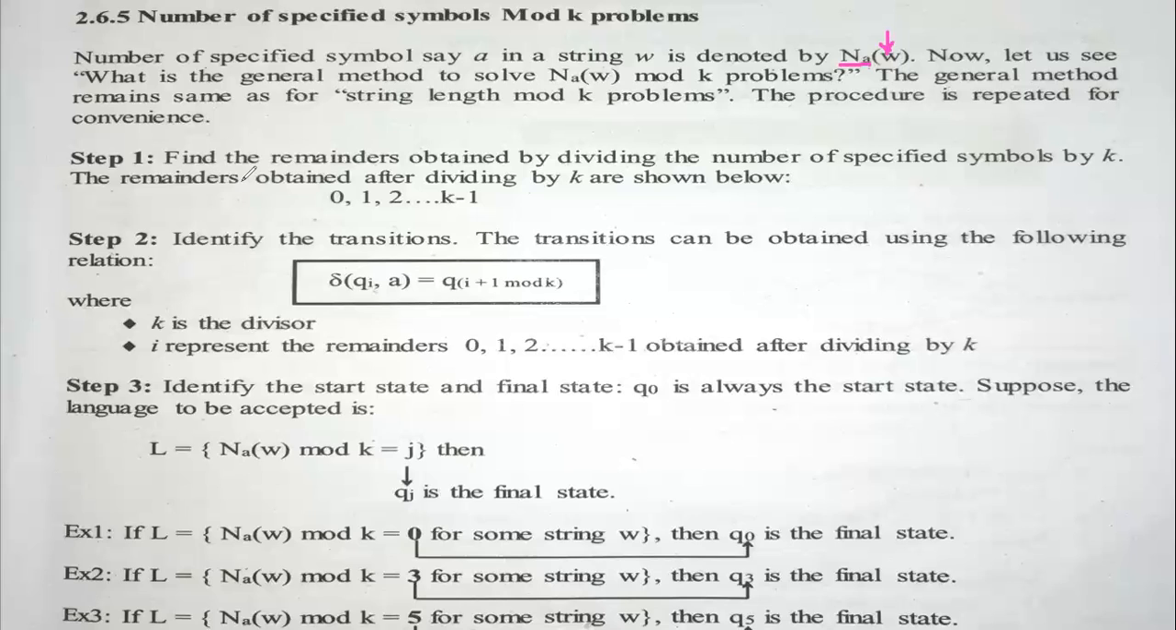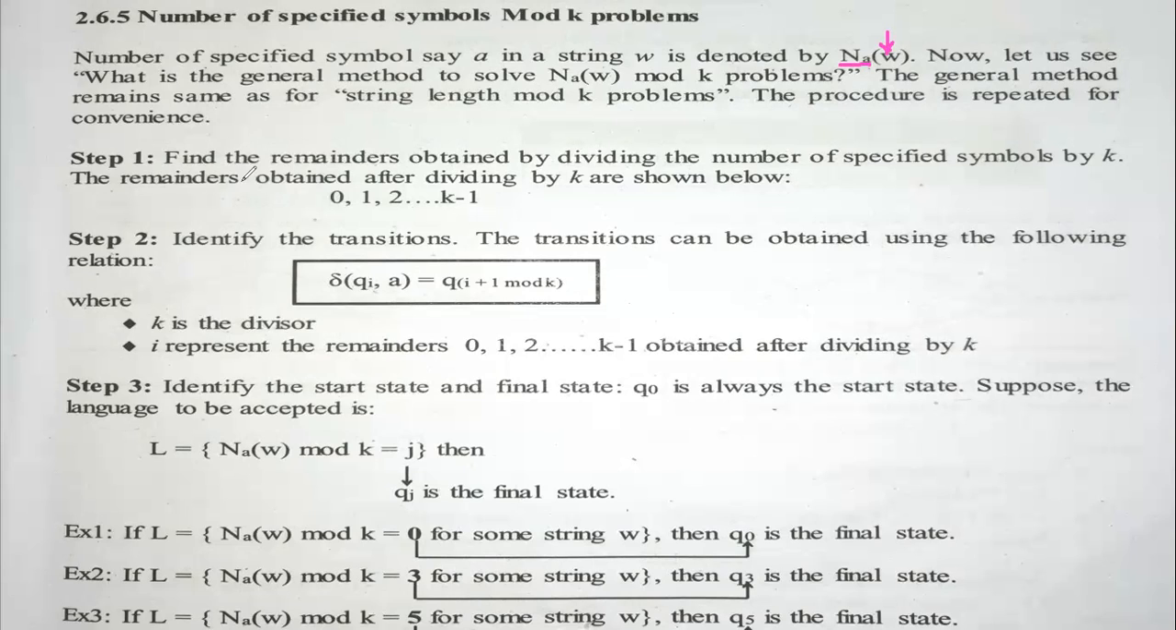Fine. The number of states depends on the remainders we generate using the K value. Clear? Okay. So in step number 1, we are finding the K value and the possible remainders we may face in our DFA design. Then in step number 2, identify the transitions.